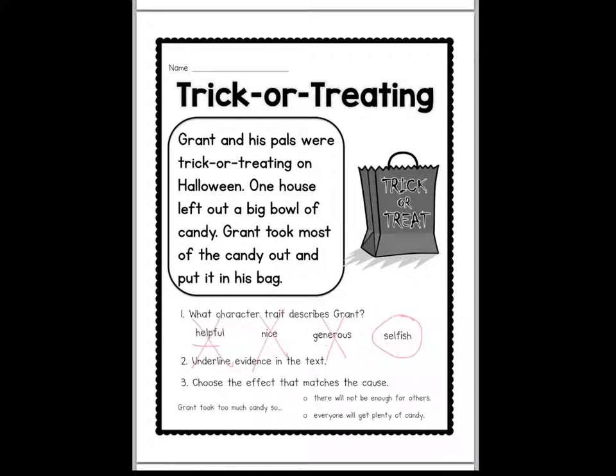Well, since he kept that candy for himself, I'm going to underline that part. He took most of the candy out and put it in his bag. That's why he's selfish. Number 3, choose the effect that matches the cause. Grant took too much candy, so there will not be enough for others. Everyone will get plenty of candy. He took too much candy, so there will not be enough for others. Everyone will not get plenty of candy. That is not true.